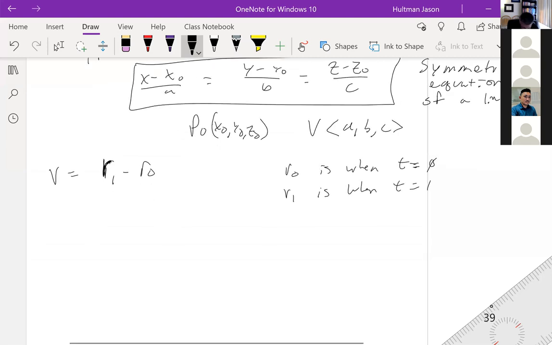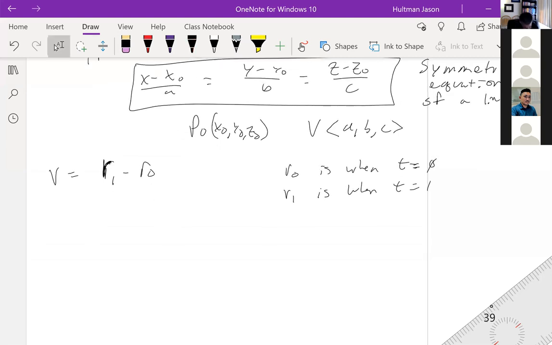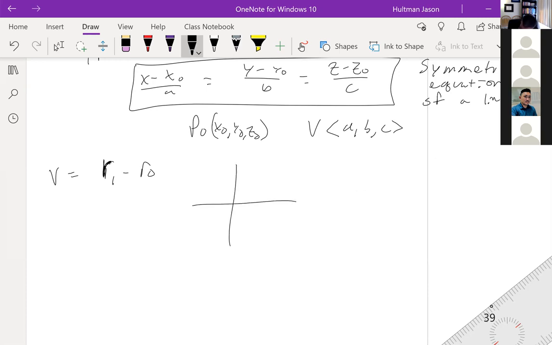Okay, so let's see what's going on here. Actually, I don't like that. I don't like R naught being t is equal to 1. Let's rewrite that definition. So what's the vector v in this case? If we have R1, let me draw the picture here. Okay, real quick.